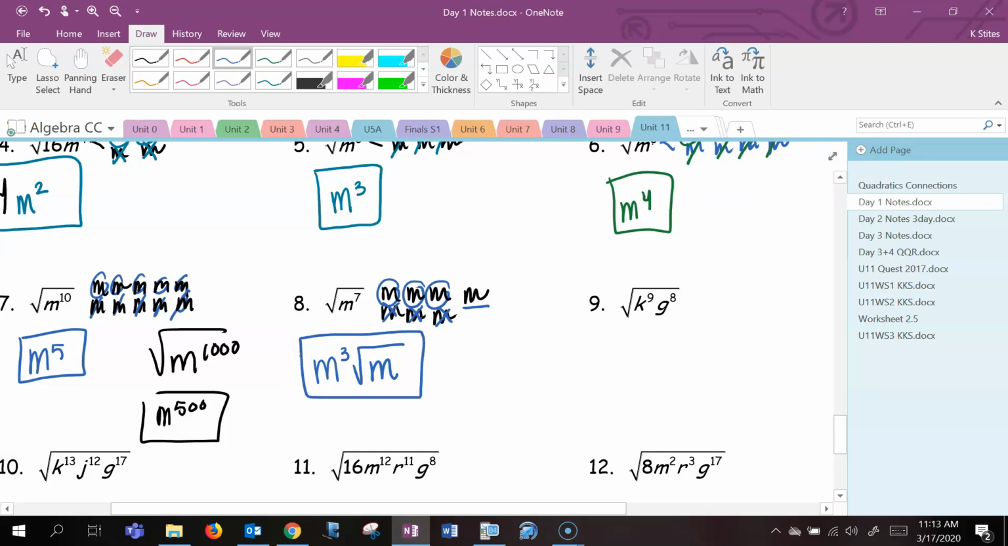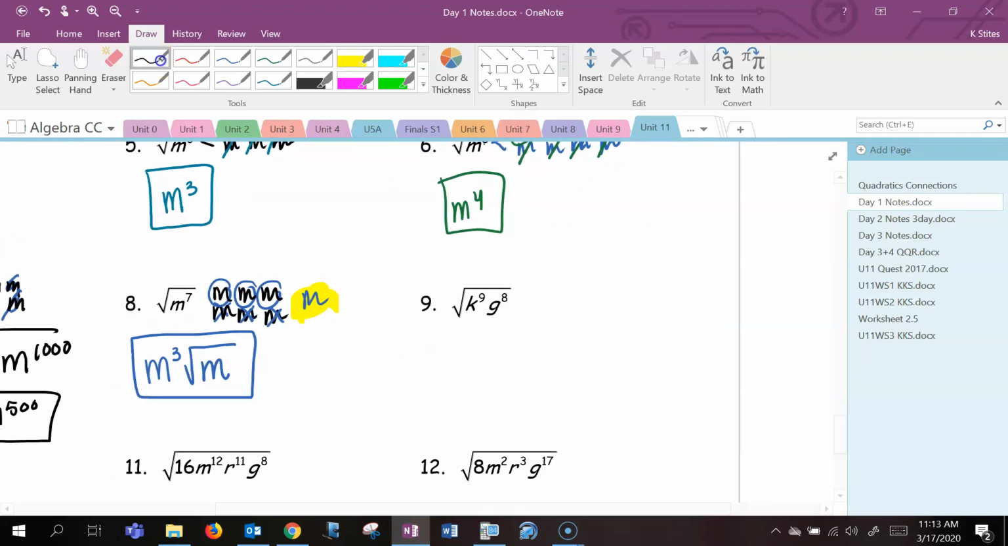Okay, so when you have an odd exponent, there's always going to be one guy that's left over. Oh, I shouldn't circle him. I'll just highlight him. One guy that's left over that's going to be underneath the root. It's only going to be one. Only one can be left over, because if it was 2 left over, that's a pair, and pairs can always come out.